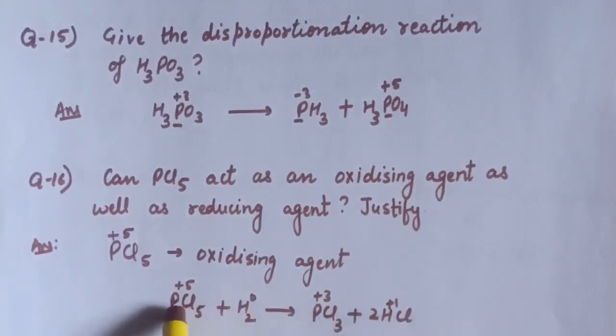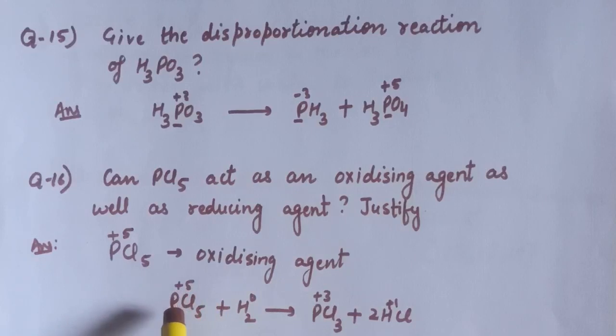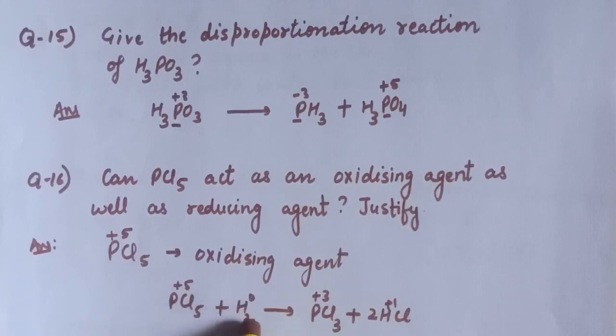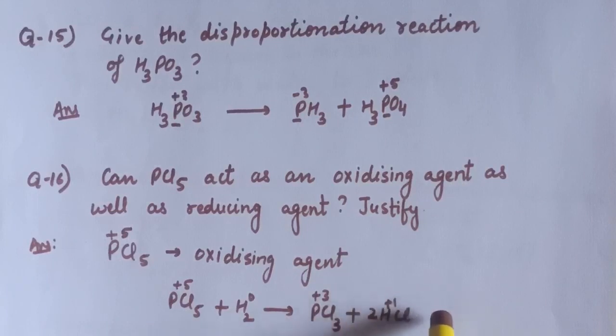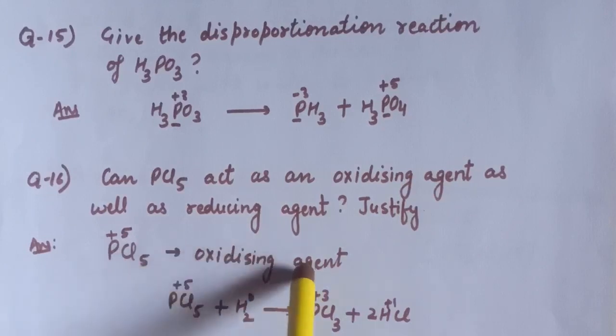So here the oxidation number of phosphorus is +5 and here we have +3. So +5 to +3 is reduction, and the element in which reduction takes place behaves as a good oxidizing agent. Here it oxidizes hydrogen to H positive, that is, here we have 0 oxidation number for hydrogen, and in the case of HCl we have +1 oxidation state for hydrogen. In HCl the oxidation number is +1. That is why PCl5 can only act as an oxidizing agent.